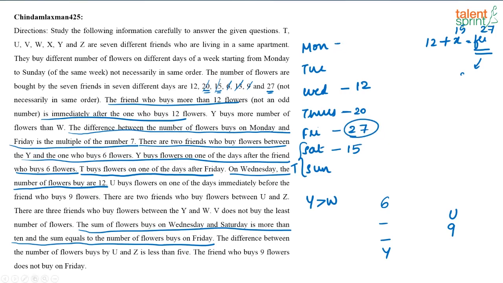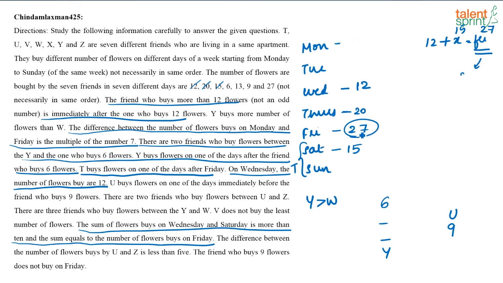See, Monday either has to be... now, which of these numbers have we made use of? We have made use of 12, 20, and 15, right? So we are left with 6, 13, 9 and 27. The difference between the number of flowers bought on Monday and Friday is a multiple of 7. So if there are 6 flowers on Monday, 27 minus 6 is 21. Yes, that's a multiple of 7.